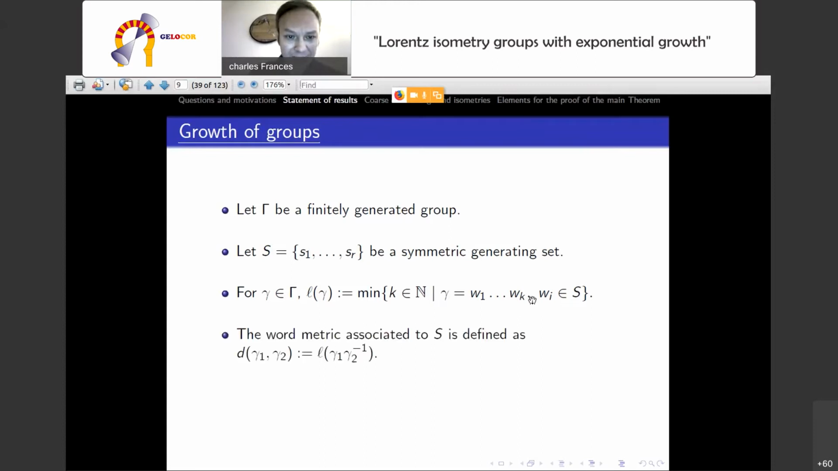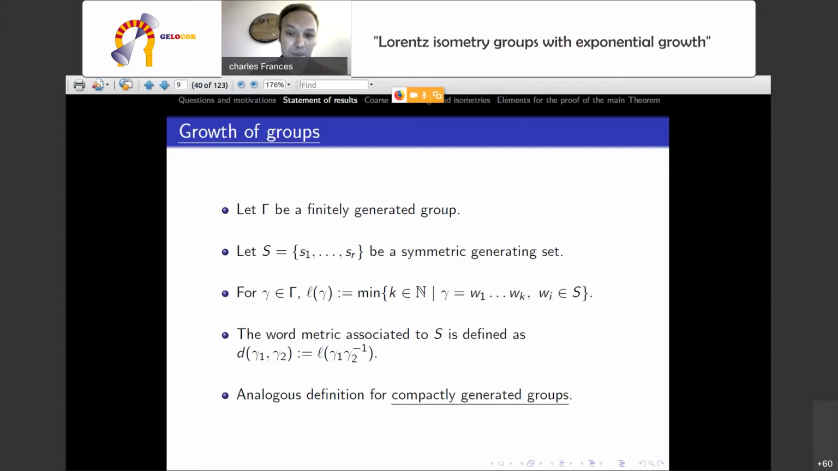Now you can define an invariant metric on your group. So here it will be a right invariant with my notations. The distance between gamma 1 and gamma 2 is the length of gamma 1, gamma 2 minus 1. It's called the word metric on S. And you can also, in the more general setting of a compactly generated group, define a word metric in the same way. So instead of a finite generating set, you have a compact one.